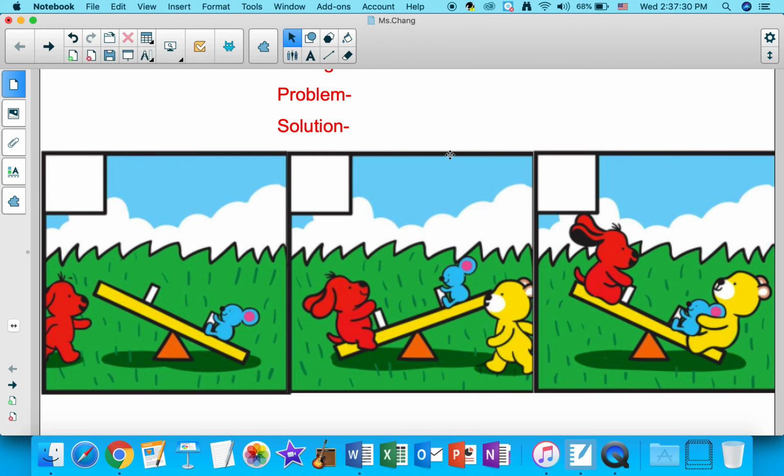And then your character has to do something to solve the problem in the middle part of your story. And at the end of the story, because your character did something to solve the problem, the problem gets solved.